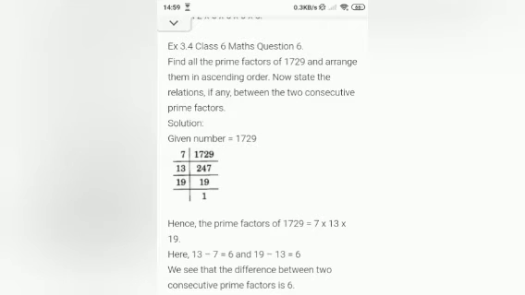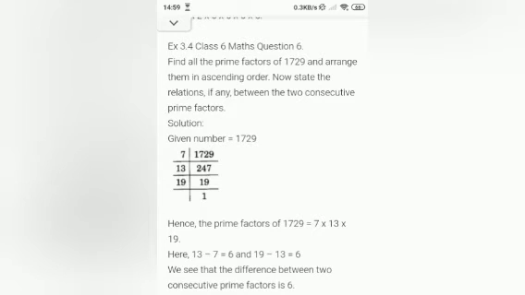Find all the prime factors of 1729 and arrange them in ascending order. So सारे prime factors निकालने, उसको ascending order में लिखने. Now state the relation, if any, between the two consecutive prime numbers. Given number is there. So this number is divided by 7. So 7 से जब divide करेंगे तो आंसर है 247. This number is divided by 13. 13 से divide करें तो आंसर आया 19. 19 further divided by 19, 19 ones are 19. We got the prime factors are 7, 13 and 19.